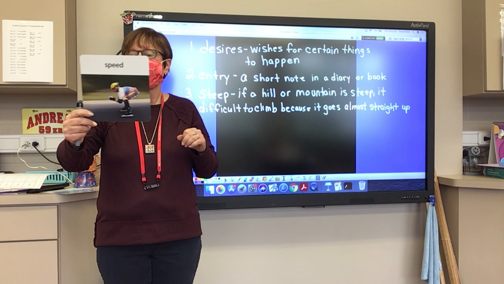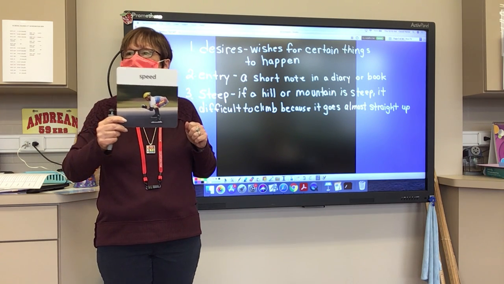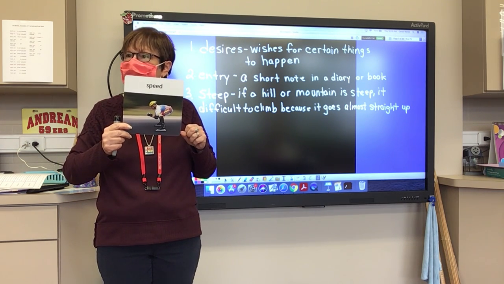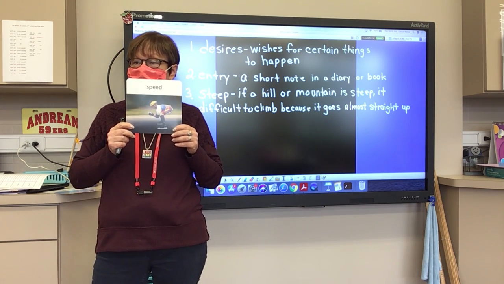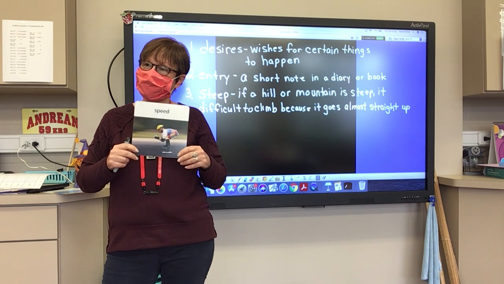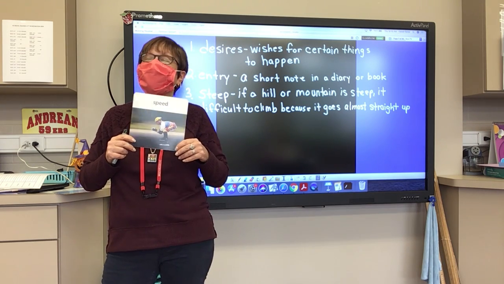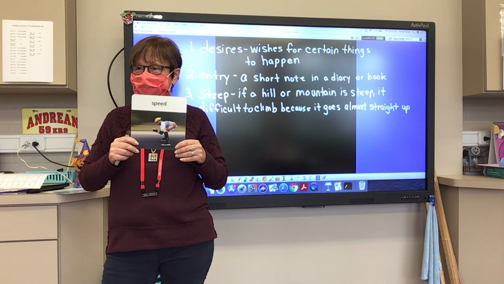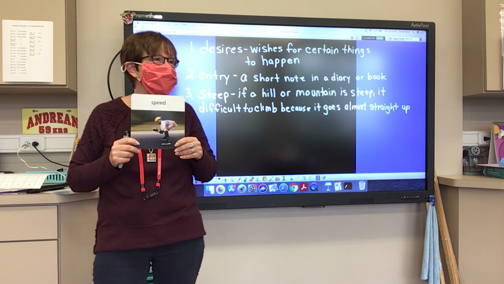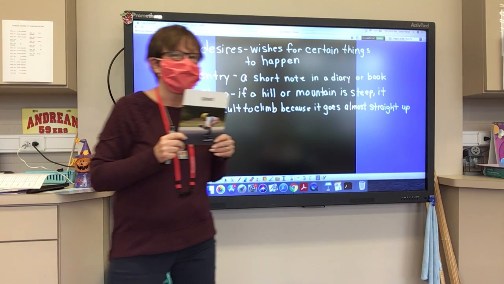Speed. Who's got a good sentence for the word speed? Teddy. Well, on our way to Tennessee, my dad on the highway or something, I don't know, he's going over 100 miles an hour. Oh no, over 100 miles an hour. Did he get a speeding ticket? Nope. Oh boy, he was lucky there.